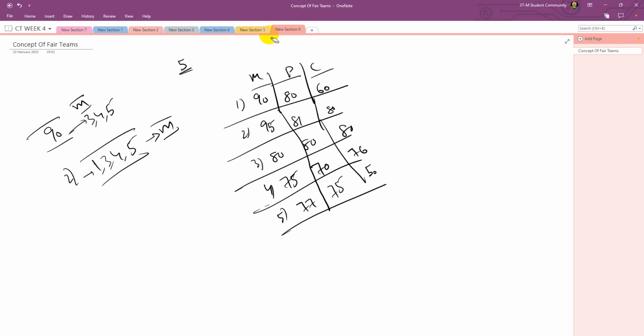In physics also a similar pattern is followed. Student number 2 can help students 1, 3, 4, 5. And in chemistry, students 2 and 3 can help students 1, 4 and 5. Students 2 and 3 have the same score in chemistry, so they can be together and they can help students 1, 4 and 5. Right? So this is the concept of fair teams.